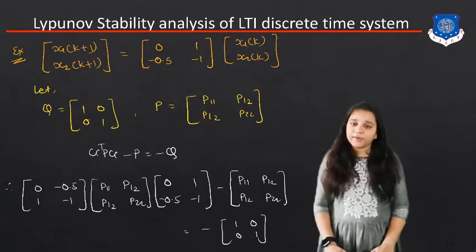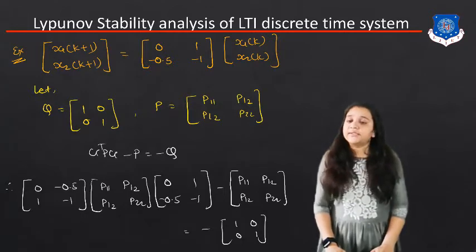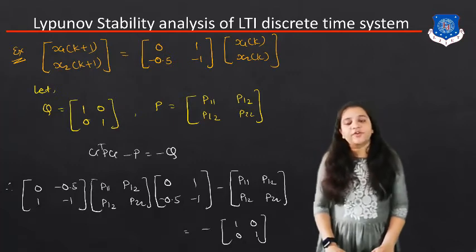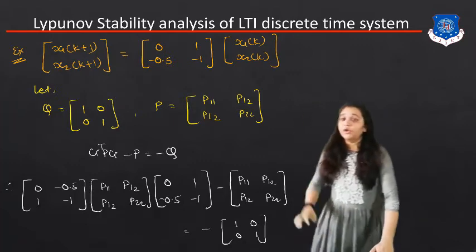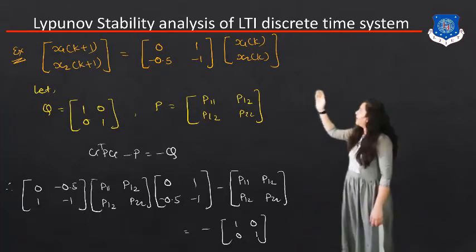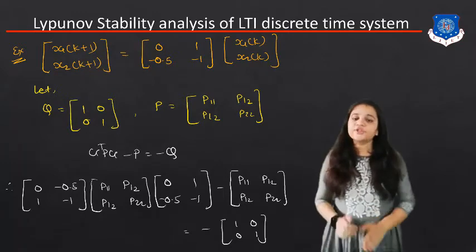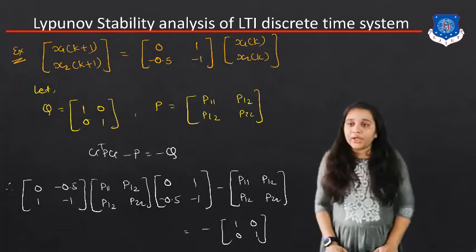And if the system equation is given in the x dot form, x1 dot, x2 dot, then this type of system is a continuous time system. So here you can easily identify that the equation is given as x1 of k plus 1, x2 of k plus 1. Okay, so this is the discrete time system example.